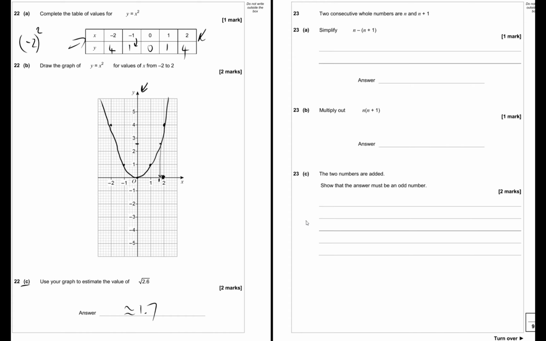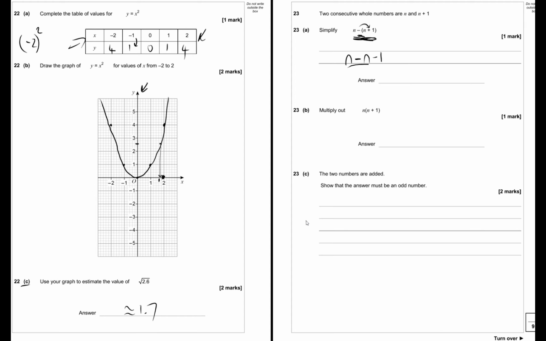Okay, 23. Two consecutive whole numbers are n and n plus 1. Simplify n minus (n plus 1). Okay, so we want to get rid of this bracket. So what we're going to do is we're going to get n minus n, because we've got a minus here, and then this minus takes over this plus. So we're going to get minus 1.